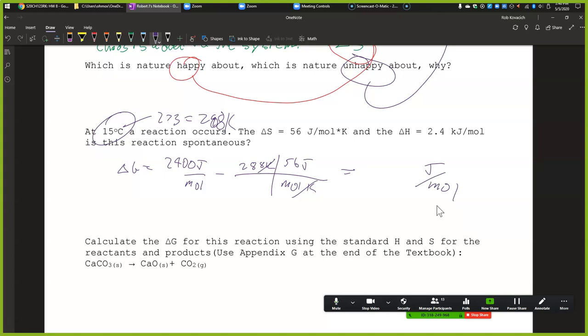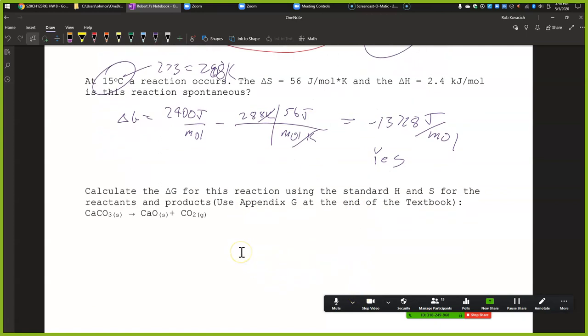2400 minus 288 times 56. Oh, that's a multiplication sign. Minus. So this is negative 13728 joules. So spontaneous, yes. So spontaneous just means it's negative, or the end result is negative, right? Yep. Just a combination of what's happening with the energy and what's happening with the entropy.